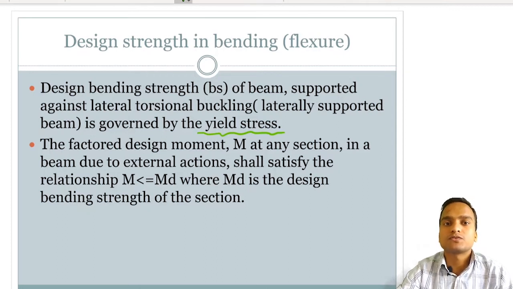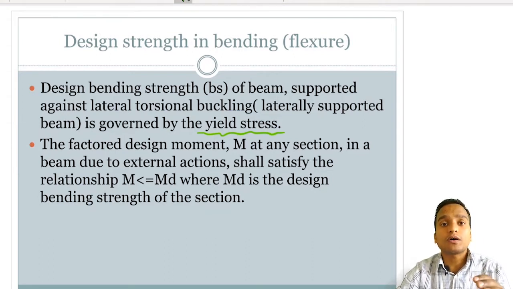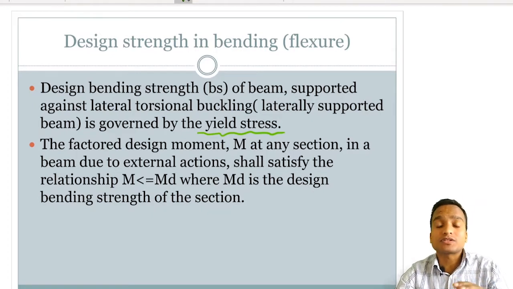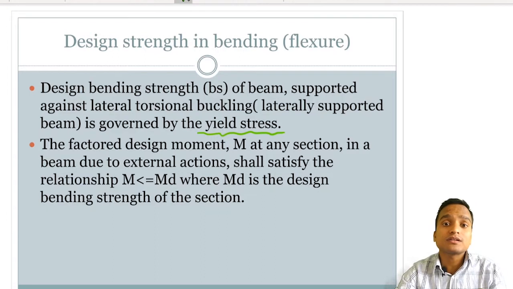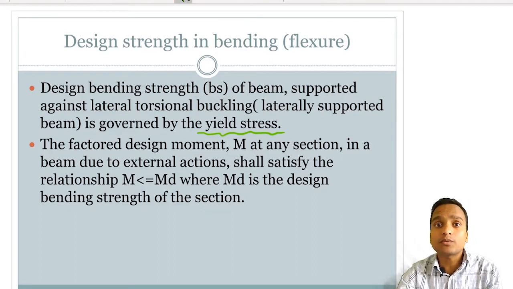Hello and welcome everyone. So let us discuss the design strength of beams in case of bending or flexure. As we have discussed, in case of beams we have to protect the top flanges which are in compression. For that we can provide some restraints on the top compression flanges. When we have provided lateral supports, those are called laterally supported beams, and if we have not provided such restraints, then those beams are called laterally unsupported beams.